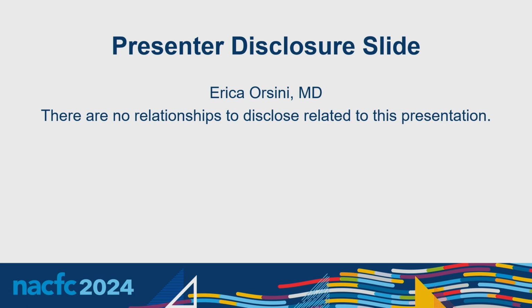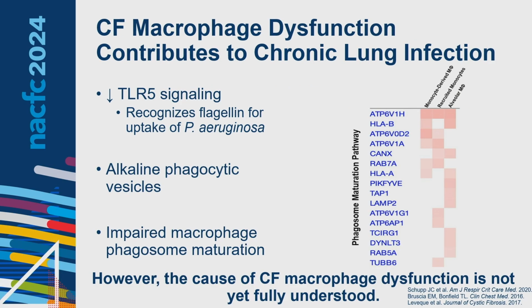I have no disclosures. There are many differences in cystic fibrosis macrophages that contribute to chronic lung infection and impaired bacterial clearance. We see reduced toll-like receptor 5 signaling, which is important for recognition and uptake of Pseudomonas aeruginosa. We see alkaline phagocytic vesicles, as well as impaired macrophage phagosome maturation. As you can see, we've highlighted some key genes in the macrophage phagosome maturation pathway, and in key CF macrophage populations, you can see these genes are downregulated.